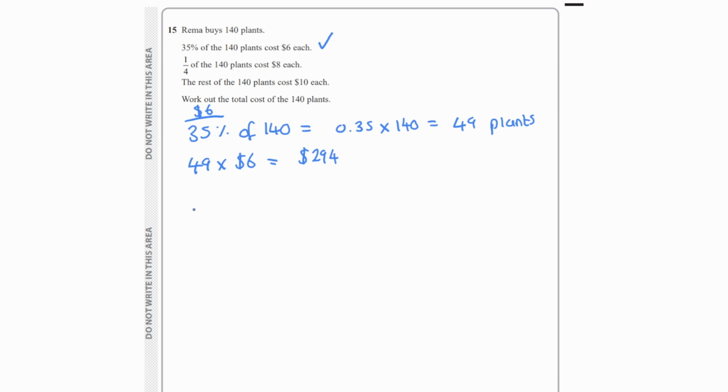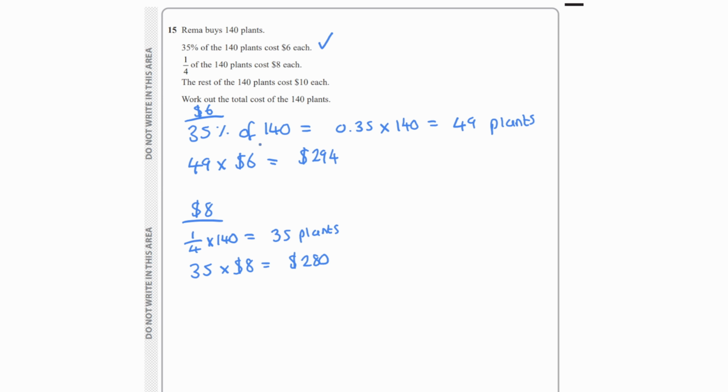Then look at a quarter of the plants. These are $8 plants. So a little heading there so we can see what we're doing. So let's work out 1/4 of 140. Type that in your calculator and it comes out at 35 plants. And they cost $8. So take your 35 plants, multiply it by $8. That's $280.